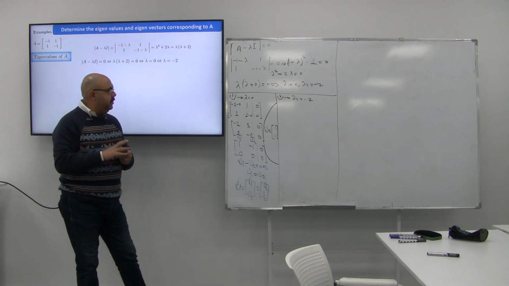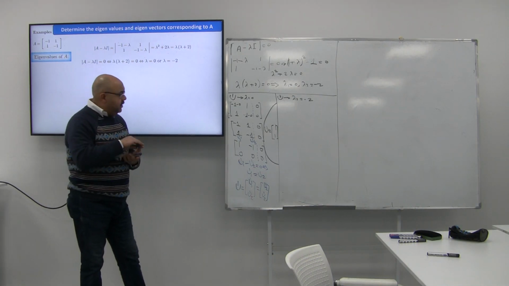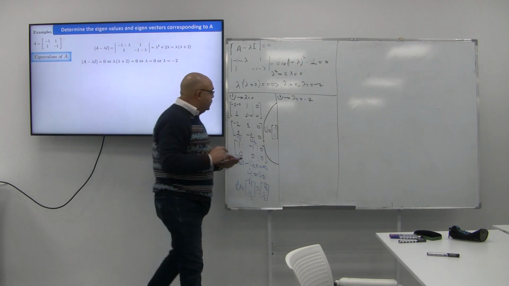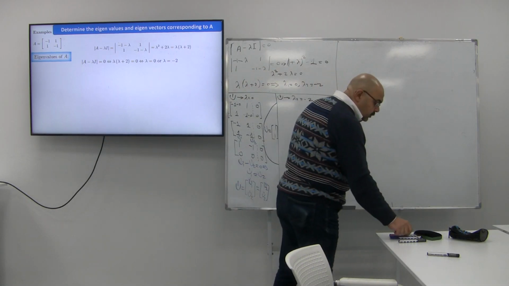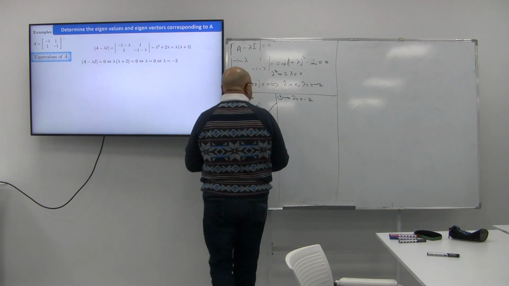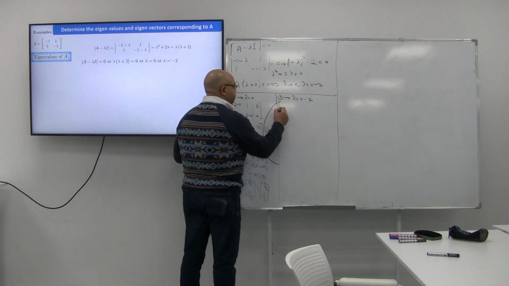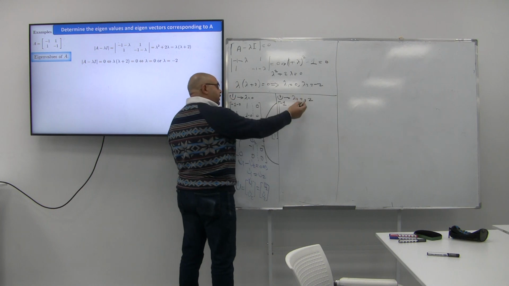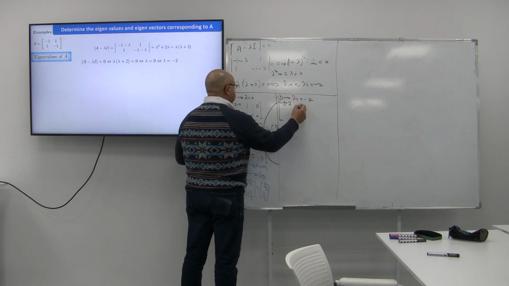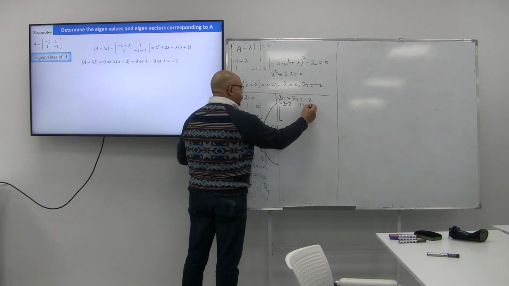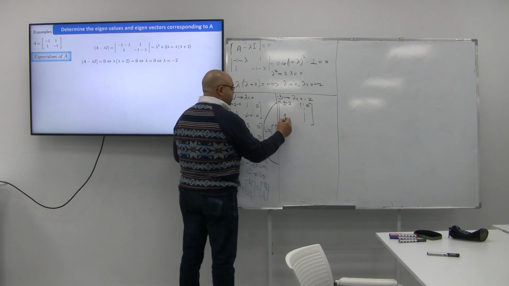Exactly in a similar manner, I will do the same, but this time with lambda 2 equal to negative 2. It's exactly the same. So it's going to be negative 1 minus this lambda, so it's going to be plus 2, 1, 0. In a similar manner, this is positive 1.